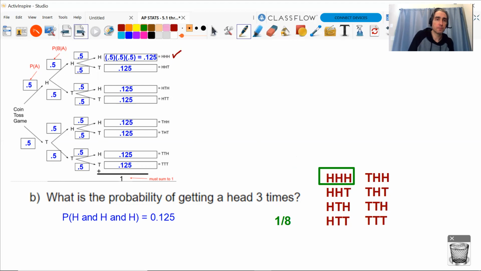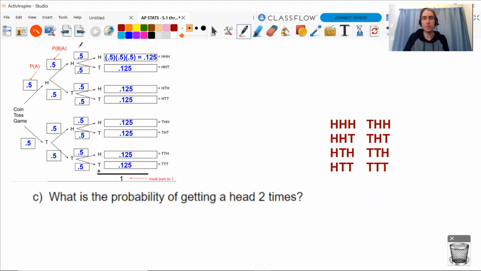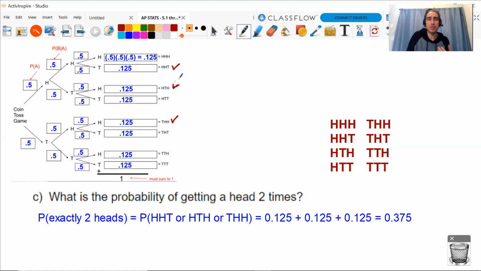What's the probability of getting a head 2 times? Now we have more than one option here. So you think about where does H occur twice? Well, it's here, here, and down here. So there are three scenarios where you are getting heads twice.